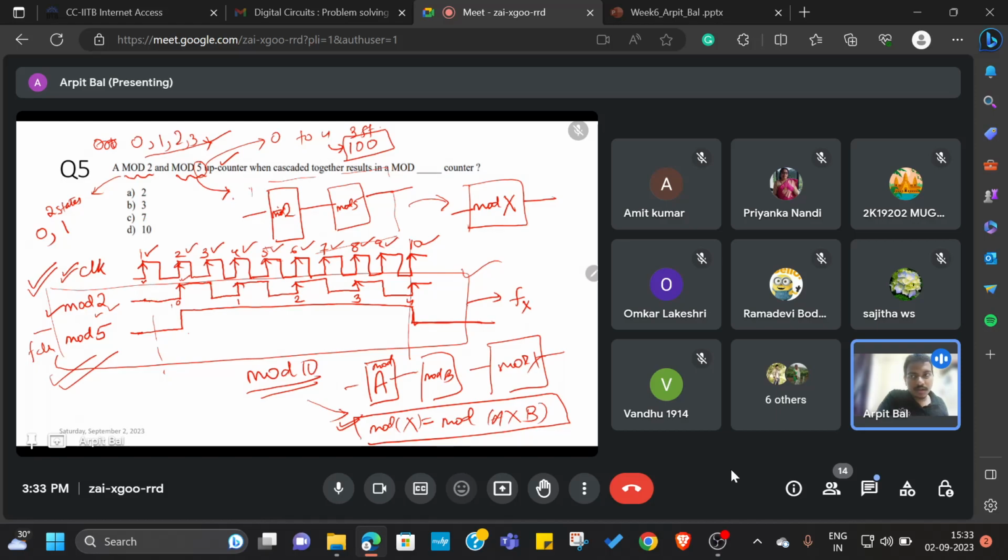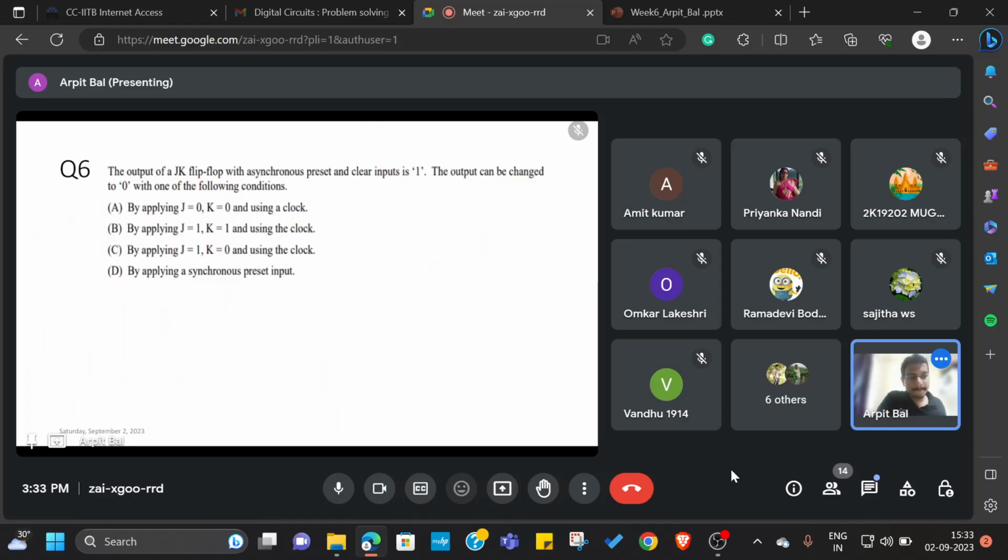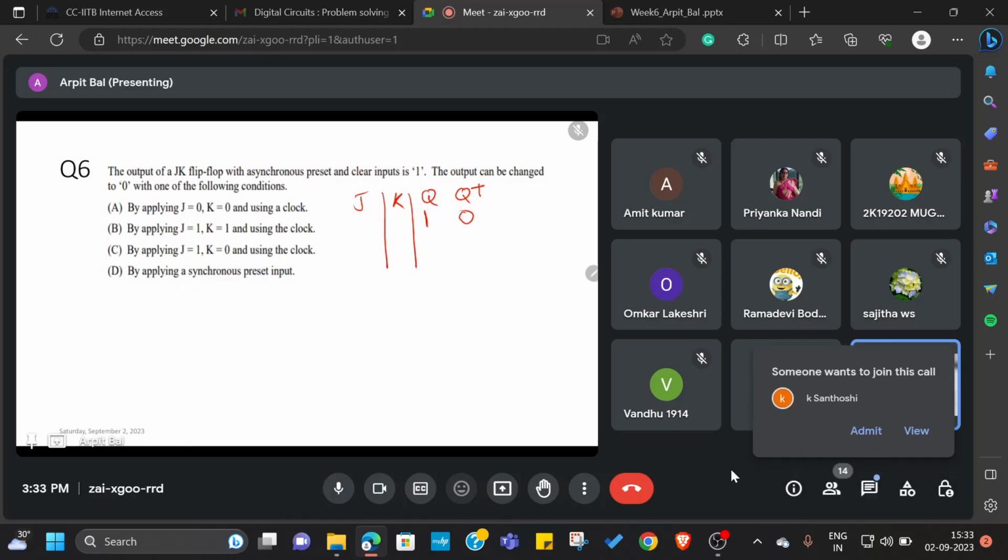Okay, so we will move to the next question. The next question is, the output of a JK flip-flop with asynchronous preset and clear inputs is 1. So let's say JK, Q is given as 1. The output can be changed to 0, so it means the next state is going to be 0 with one of the following conditions. You have to tell me in which condition Q plus can be 0.